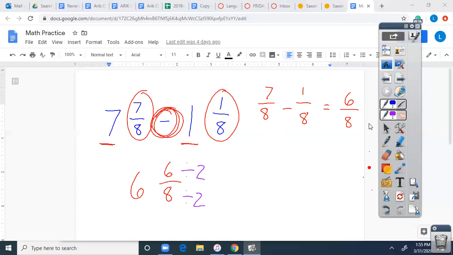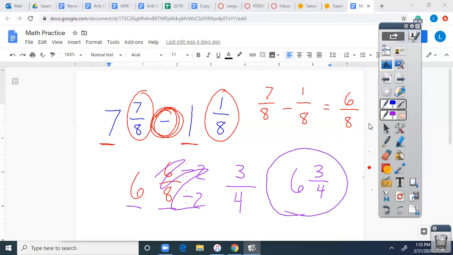6 divided by 2 is 3, and 8 divided by 2 is 4. So our answer, instead of 6 and 6/8, is going to be 6 and 3/4. 6 and 3/4 is the same thing as 6 and 6/8. It's just simplified. This one over here is simplified.